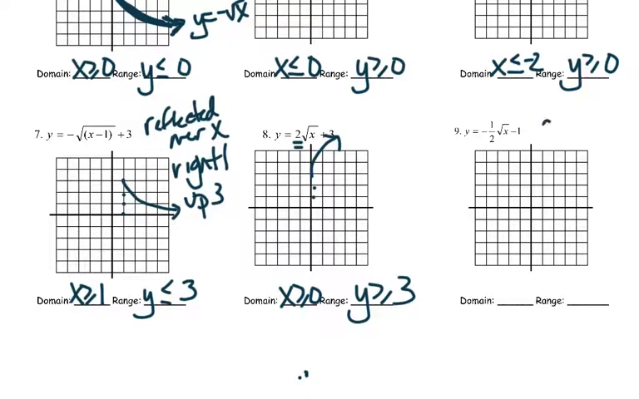Here, that negative 1 looks like it's outside, so that's down 1. And then the negative 1/2 is reflected and not as steep, like that. Like I said, you can use your calculator for these two, so you'll be good. Actually, you know what? You can't.